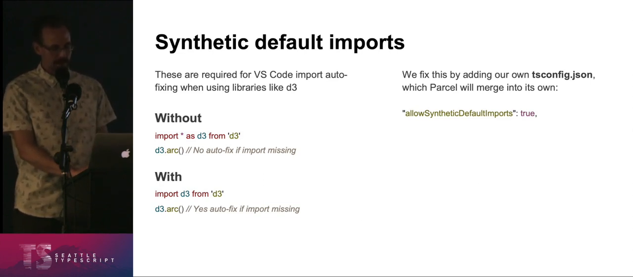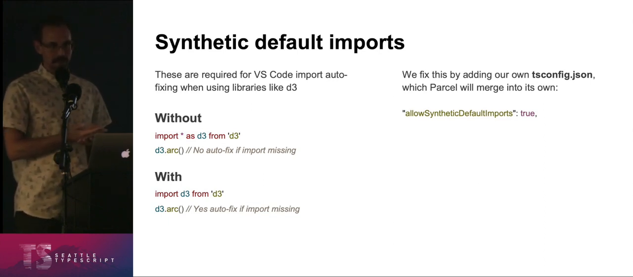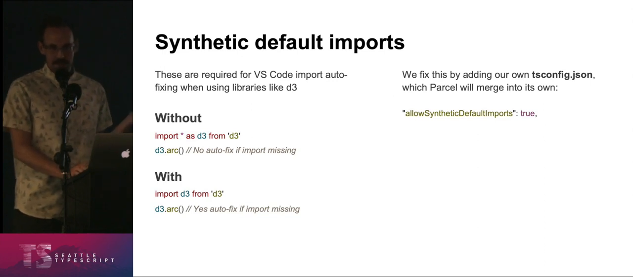TypeScript will kind of patch over how D3 exports its dependencies and create this fake default for you. So you can just do import D3 from D3. D3 doesn't actually have a default export. This makes a fake one for you. And so if I was missing this import and I did D3.arc, VS Code would be able to say, hey, do you want me to auto import this D3 default? And so it just fixes it for you.